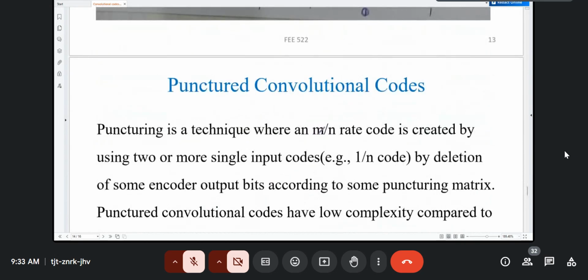Let's look at, then we break after this, the concept of puncturing.